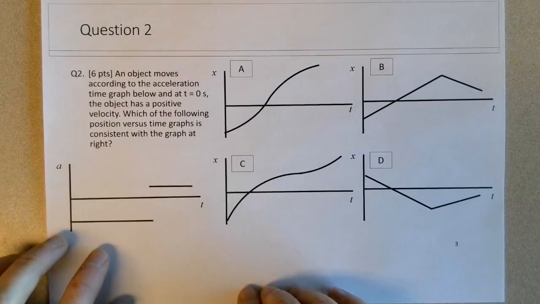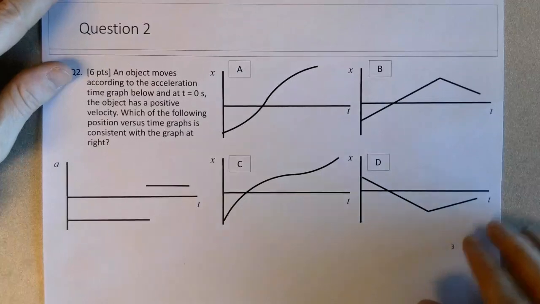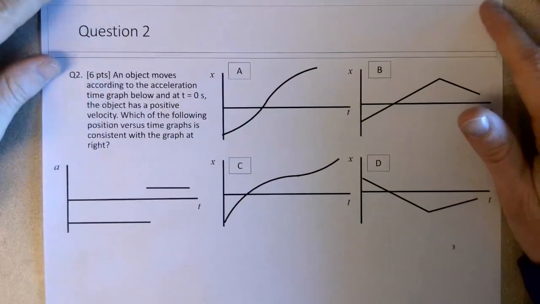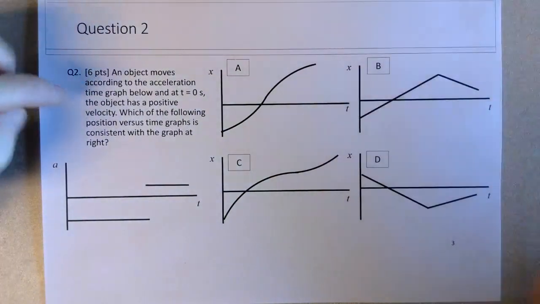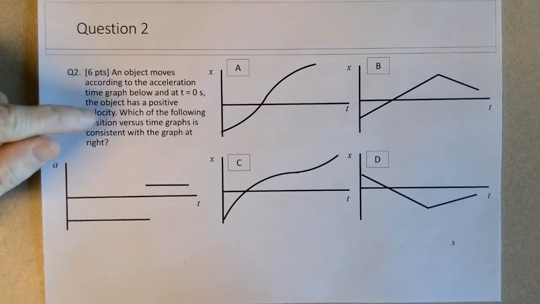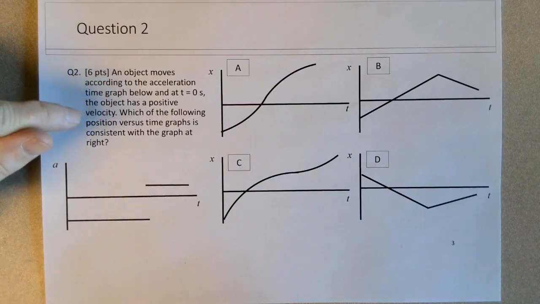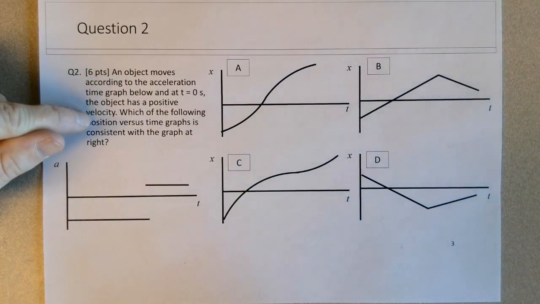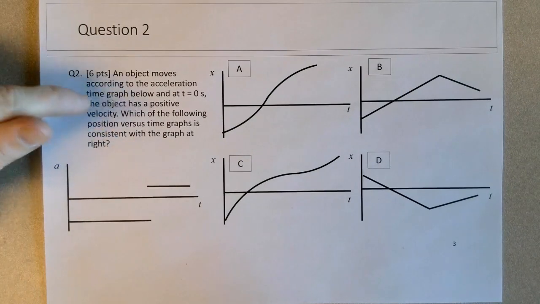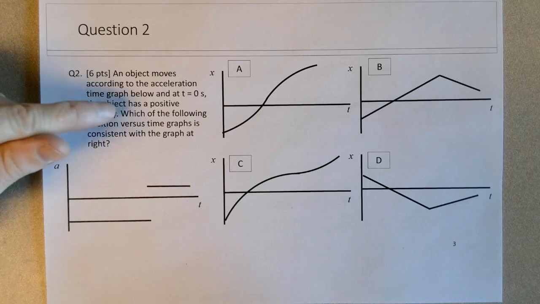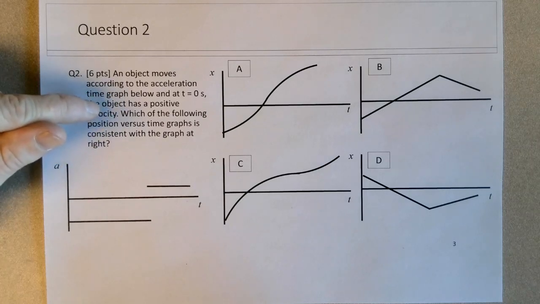So there's a couple of things you could start with in this question. There's a couple of options. You could just focus in on the sentence that at time t equals 0 the object has a positive velocity to rule out some choices. In order for the object to have a positive velocity at t equals 0, the slope of the position time curve at t equals 0 must be positive.